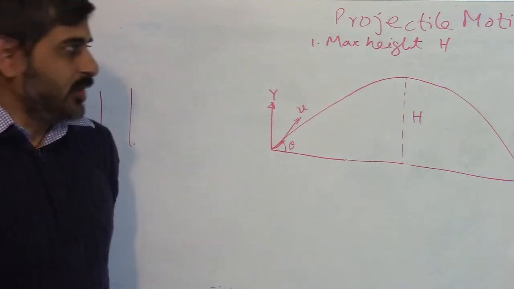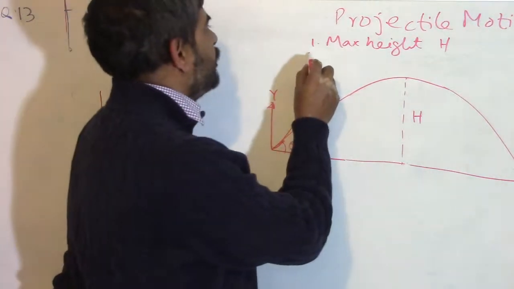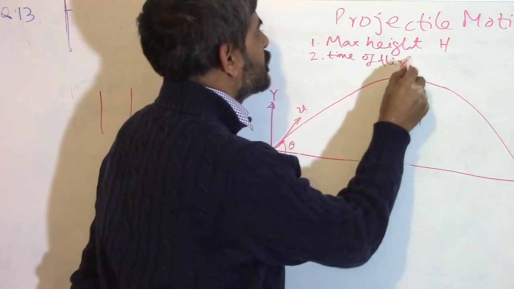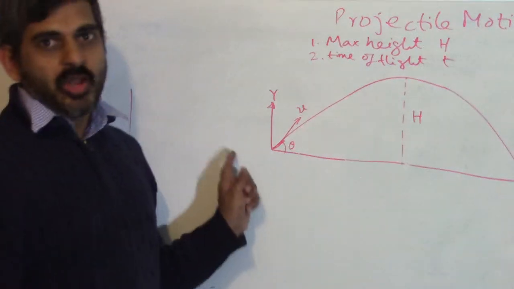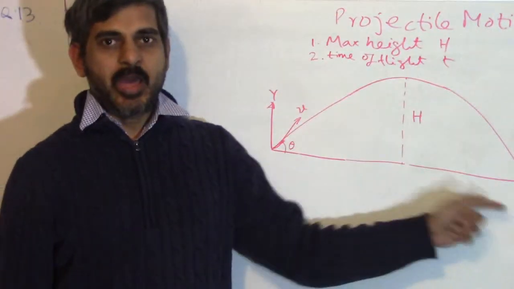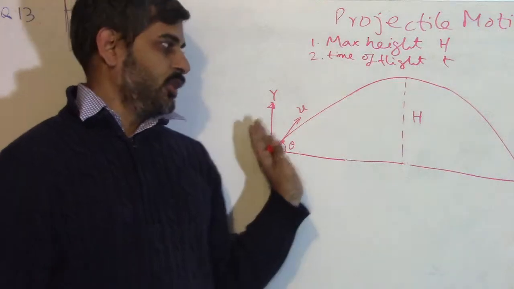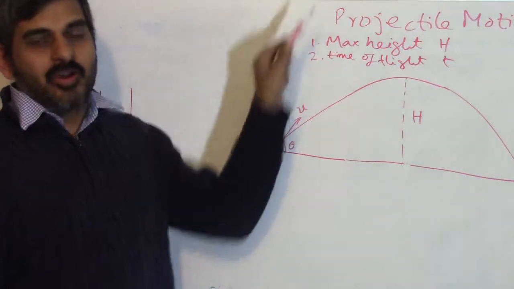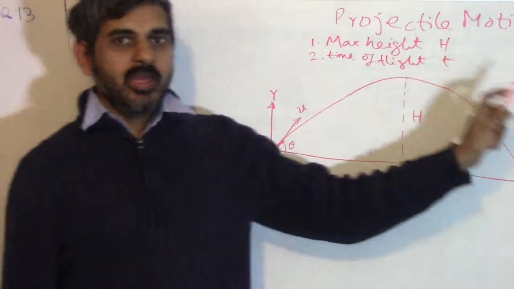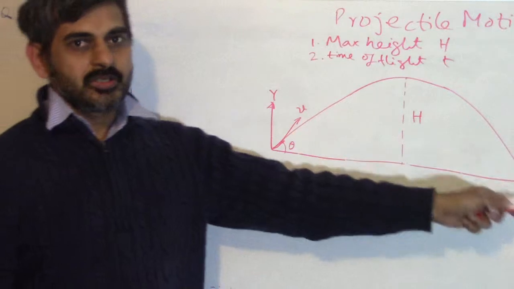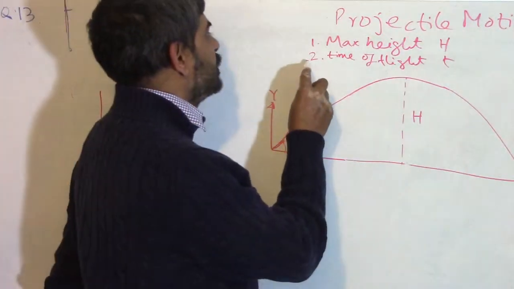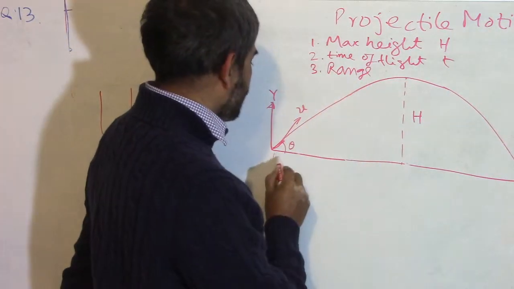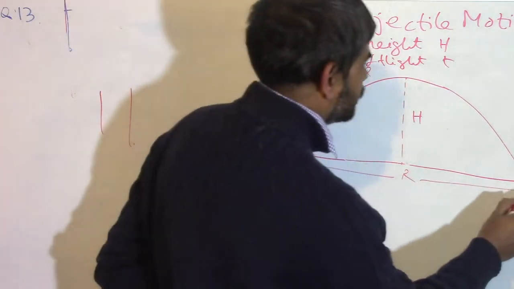But what is that exact value? The second thing we need to find is the time of flight. When you throw it, it reaches the maximum height and comes back. What is the time it takes to hit the ground again? Obviously, if you throw it with a higher initial velocity, it will take longer to reach the ground back. The third thing we need to find is the range. We call the range r.